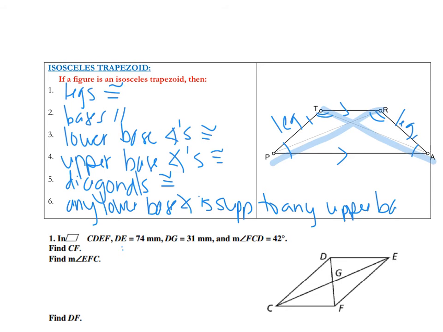The one difference about an isosceles, though, is that with a regular trapezoid, you only could do this being supplementary. With an isosceles, it can be either one. So I could do this, or I could go across, due to the fact that these are congruent, and these are congruent.